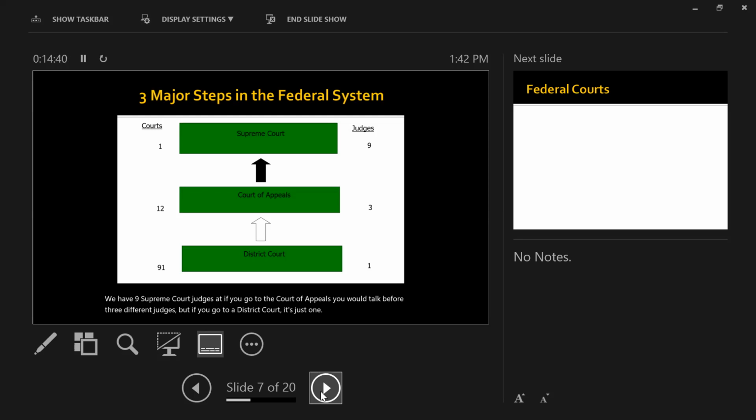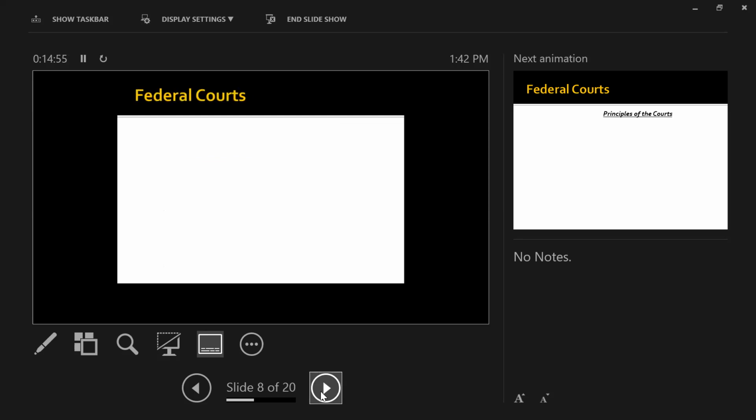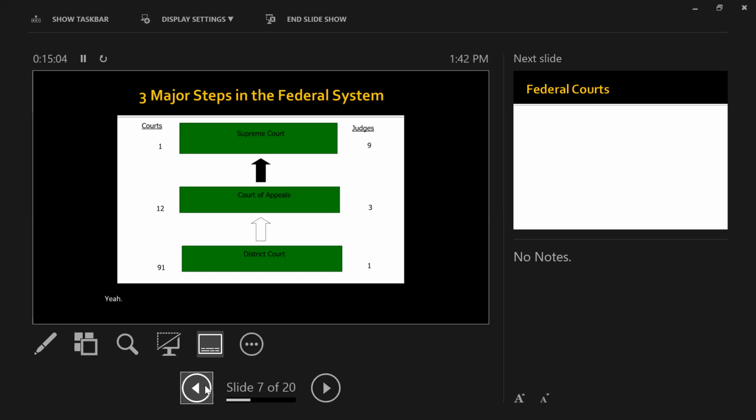Any questions on how a court case gets to the Supreme Court? You guys want to get your notes set up? The next slide is talking about federal courts.